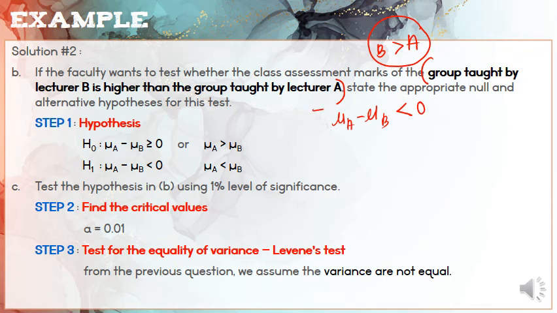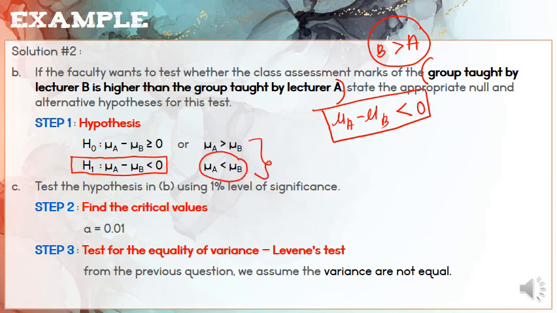So, ini yang dia claim, yang dia tanya. Adakah group B higher than group A? So, kalau B higher than A, mu A tolak mu B should be less than 0. Ini claim, soalan claim. Okay, atau you boleh juga tuliskan hipotesis awak macam ni. Dua-dua boleh, and ini adalah example untuk one tail test, one-sided.